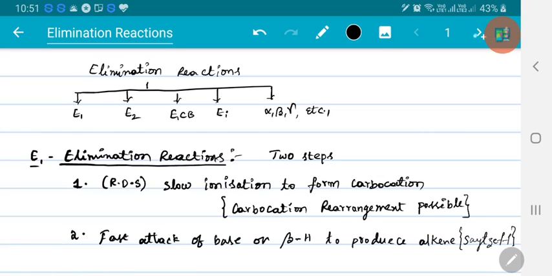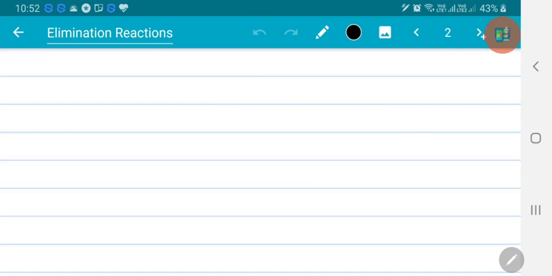Now, for E1 reactions, it is a two-step mechanism. First step is formation of carbocation. As carbocation is formed, rearrangement is possible. It is the rate determining step. Second step is attack of base at beta position to remove hydrogen, forming an alkene. Now, the reagents for E1 elimination reactions are strong bases. So the reagent used here is a strong base.